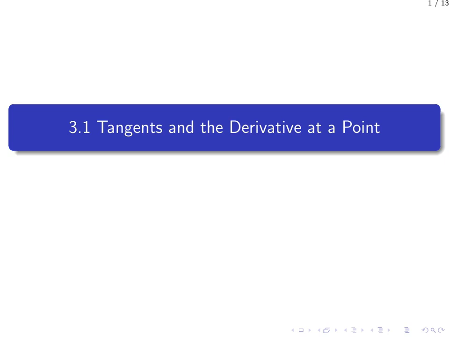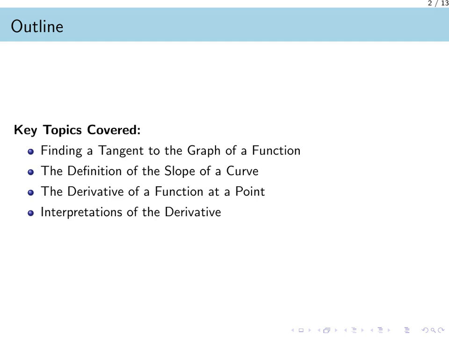3.1 Tangents, and the derivative at a point. The outline of this video is as follows. We will discuss how to move beyond the simple slope of a straight line to define the slope of a curve at a single specific point. This will lead us directly to the formal definition of the derivative of a function at a point, which is the fundamental tool from calculus that allows us to perform this calculation precisely.